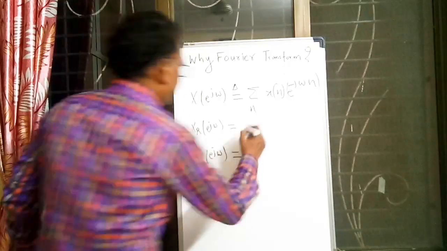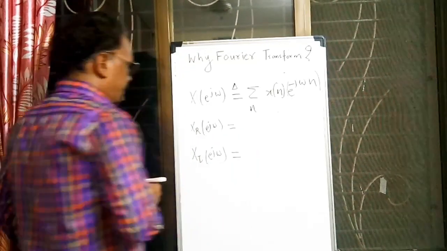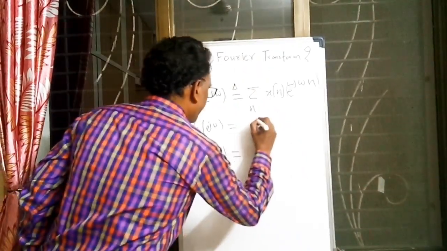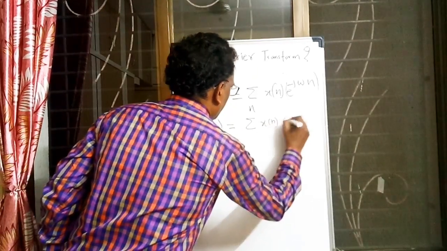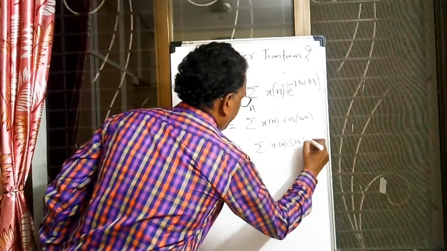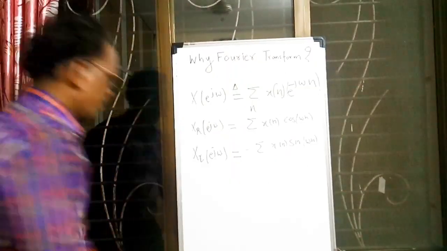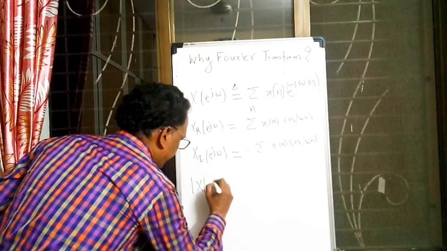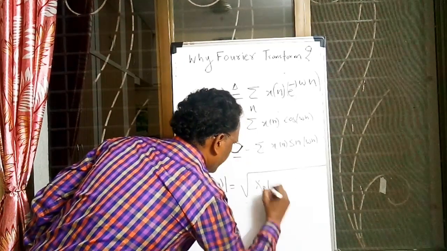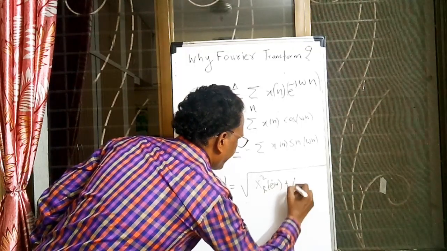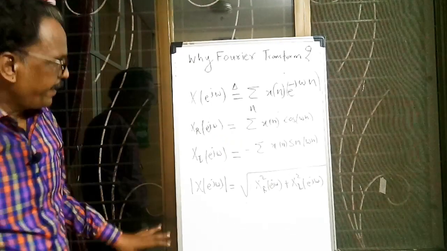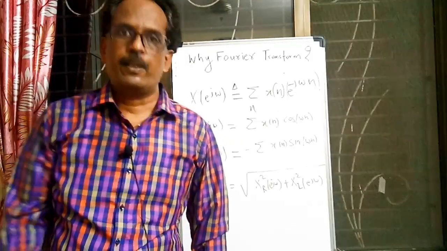Real part of the Fourier transform and imaginary part of the Fourier transform. By using this real part and imaginary part, we can find the magnitude. The real part is x of n cos omega n, and the imaginary part is x of n sin omega n with a minus sign. Here we know that the magnitude of X(e^{j omega}) is equal to the square root of X_R(e^{j omega}) whole square plus X_I(e^{j omega}) whole square. This is the way of finding the magnitude if we have the real part and imaginary part.